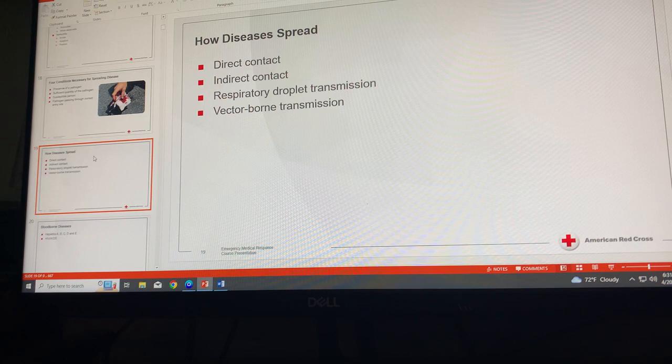Now we're going to talk about indirect contact. Some bloodborne pathogens are also transmitted by indirect contact. Indirect contact transmission can occur when a person touches an object that contains the blood or OPIM of an infected person, and that infected blood or OPIM enters the body through a correct entry site.